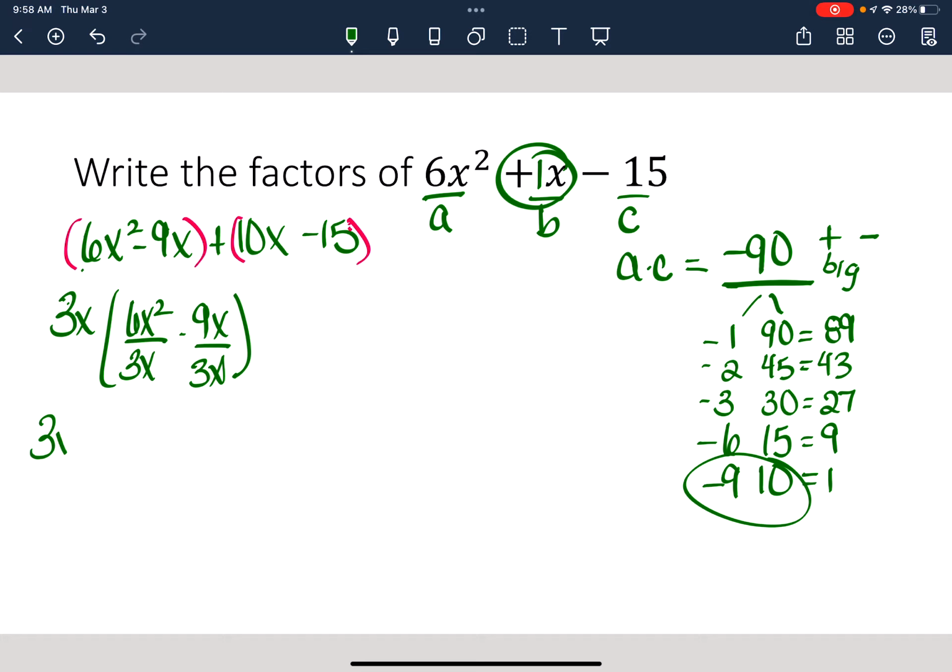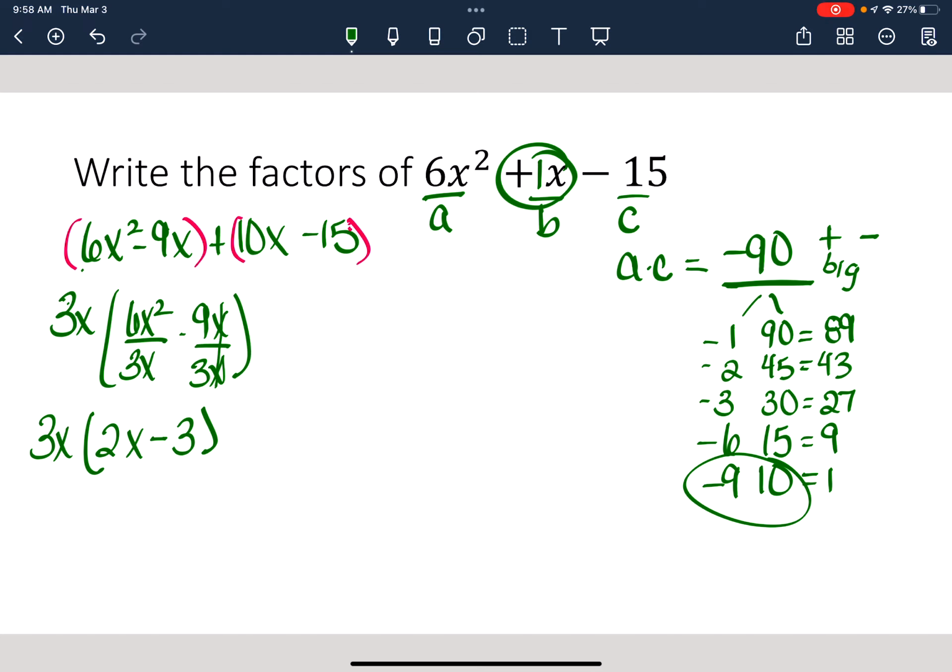And that'll give me 3x times 6 divided by 3 is 2. X squared divided by x is x. Whoops. It erased for some reason. And then minus 9 divided by 3 is 3. And then x over x will just cancel itself out.